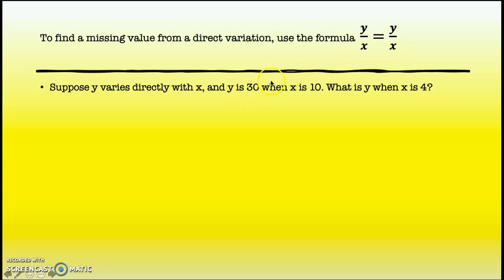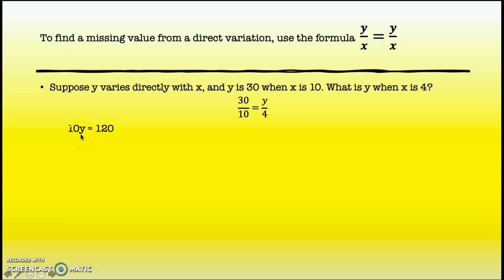And so right here, when y is 30, x is 10. So what is y when this x is 4? So we're going to plug those in. We end up with 30 over 10 equals y over 4. Now, if you remember when we did proportions, right, we cross multiply and then rewrite it. So we end up with 10 times y equals 30 times 4, but I already simplified that, and 30 times 4 is 120. So we have 10 times y equals 120.